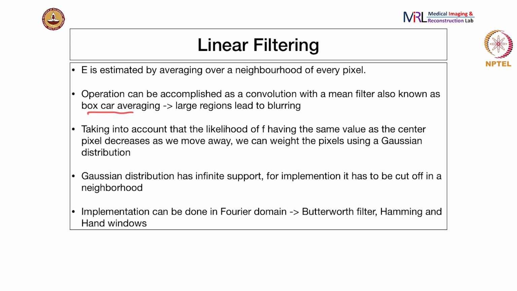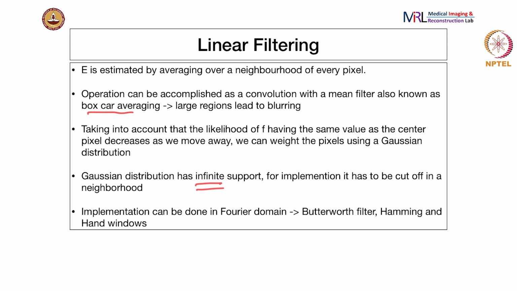But Gaussian distributions have infinite support, because the continuous Gaussian distribution is defined for all values of the input x. It's there for all values of x. So for implementation purposes, we have to cut it off in the neighborhood.